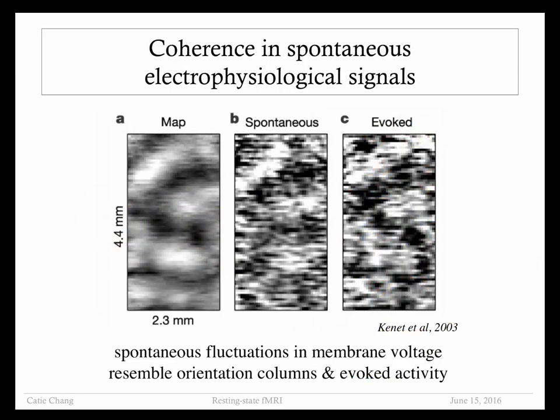In terms of the link with electrophysiological signals, this is not in humans. This is actually a patch of visual cortex in the cat, I believe. And they used a very direct measure of electrical activity with voltage-sensitive dye. And they were studying the spontaneous activity patterns. And they found that if they focused on certain snapshots or time frames of that spontaneous activity, then you could also see structure that looked a lot like the evoked activity. And so this whole phenomenon of there being spontaneous and a very functional organization to the spontaneous activity has also been seen outside of fMRI.